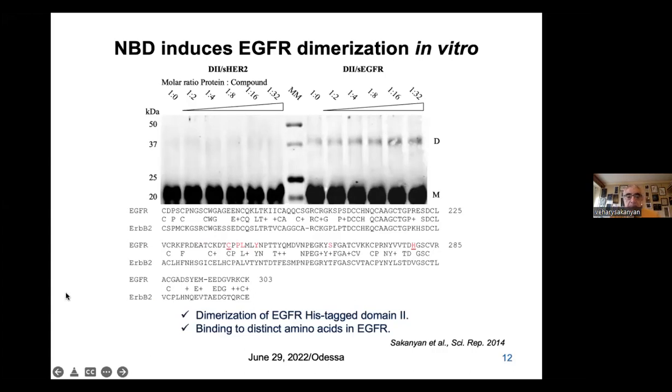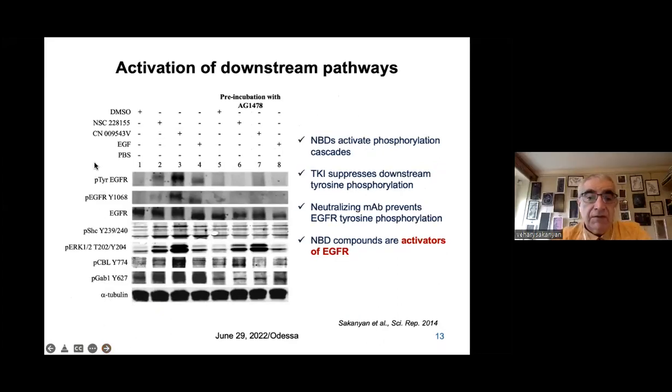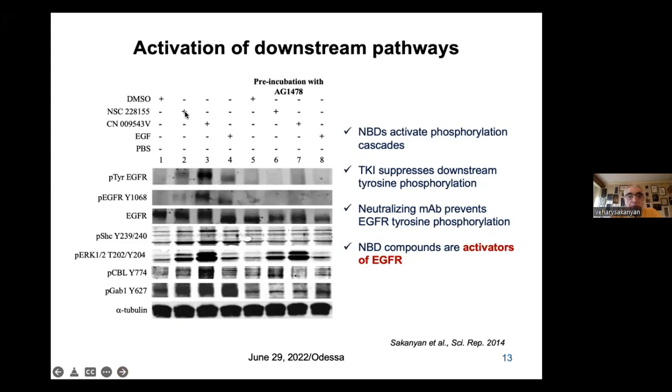The second thing which we observed was the activation of the phosphorylation pathways. As you can see, there is a tyrosine phosphorylation when you use the compound here, or another compound also, which will be described a little later. And we have also phosphorylation of downstream signaling proteins, like here CHC, ERK2, CBL, GAP, and this is tubulin, which can be used as a control.